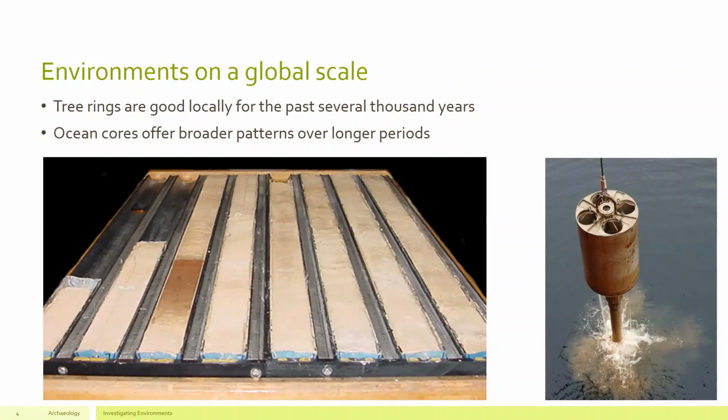Tree rings being really good for establishing climate and precipitation information on an annual basis, so highly accurate over thousands of years, and in some regions going back as far as 10,000 years. Ocean cores offer much broader patterns, but over much more elongated periods of time.